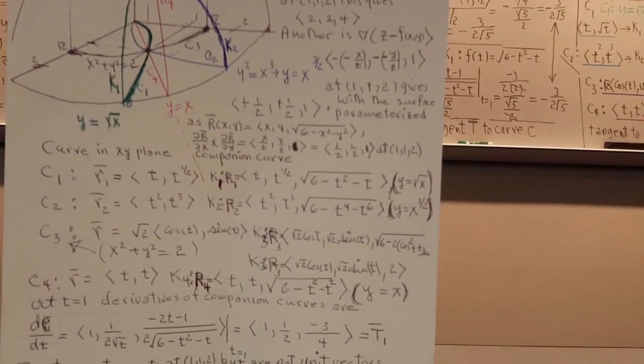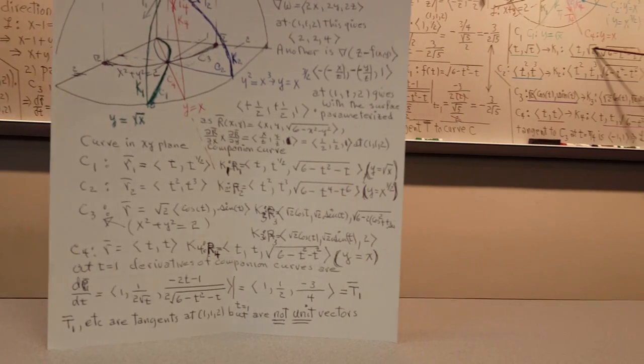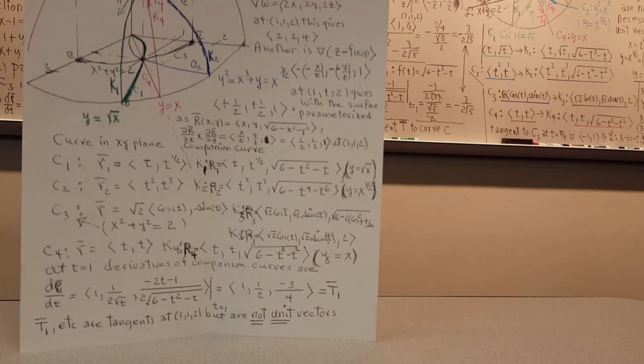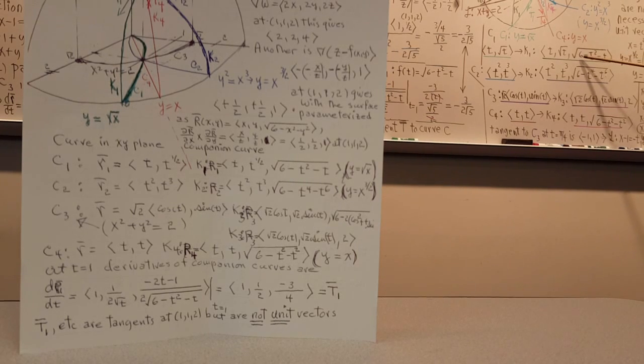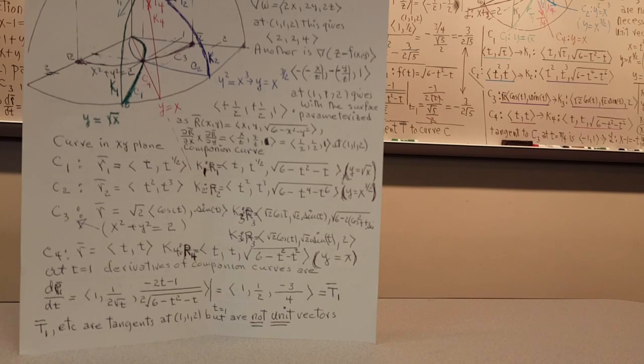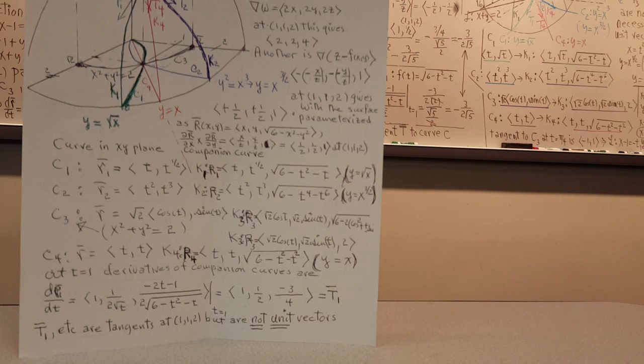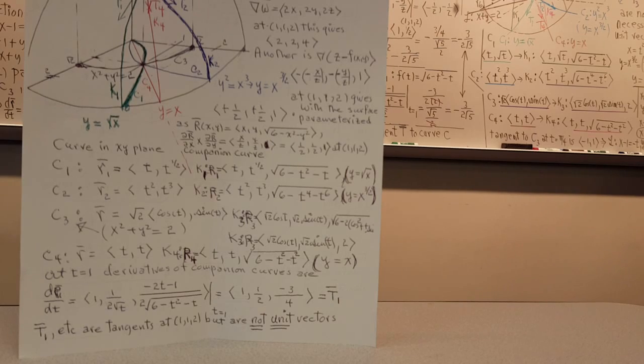Derivative of t is the 1. See, it's the second line above the bottom of your page as I'm holding the paper. And then your derivative of square root of t is 1 over twice square root t. And then your derivative of this with the chain rule, you have twice the square root in the denominator, and then you have minus 2t minus 1 in the numerator. And then you evaluate all that at t equal 1, and you get the vector, as I say there, 1, 1/2, minus 3/4.